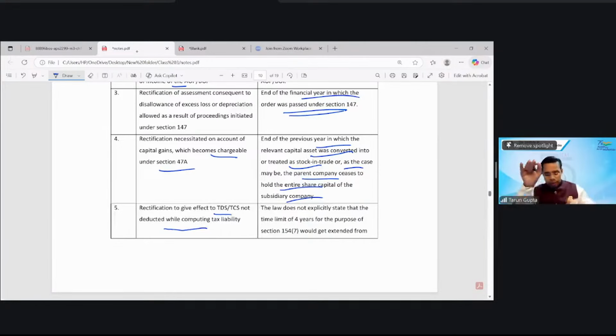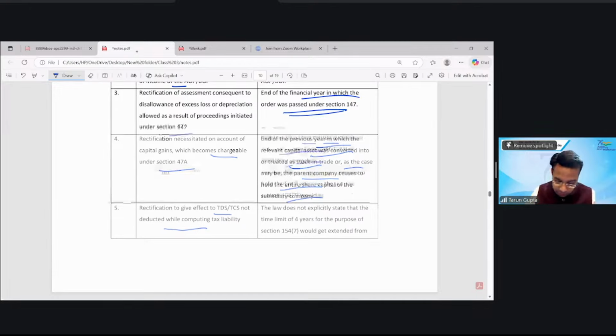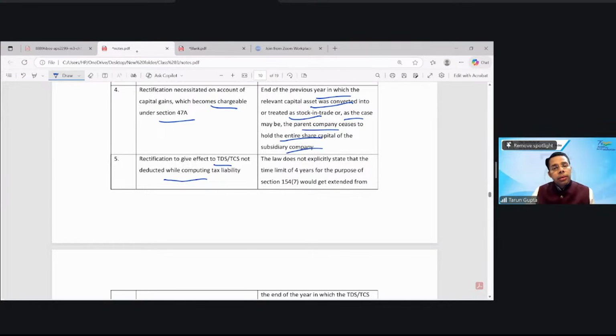Now, the law says in which case there can be a rectification, as a mistake apparent from the record. But here's an interesting point. Here it's silent on the date from which the 4-year period shall be reckoned. So the module says there can be two views. One view is that the 4-year period shall be reckoned only from the end of the financial year in which the order sought to be amended is passed.